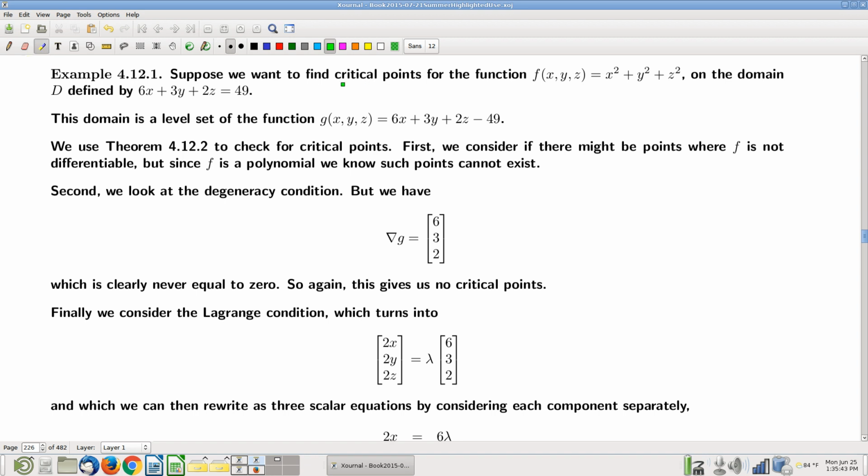We want to find critical points of this function defined on that domain. So we have a plane. This is a plane that does not go through the origin. And I'm looking at this function, x squared plus y squared plus z squared. This keeps getting bigger and bigger and bigger. Right? There's no maximum value of this function. But I could reasonably ask, what's the minimum value of this function?